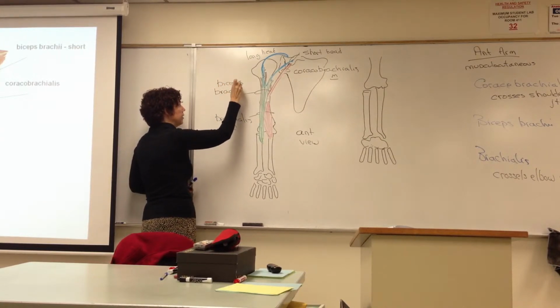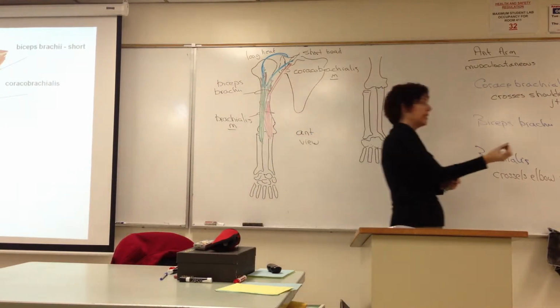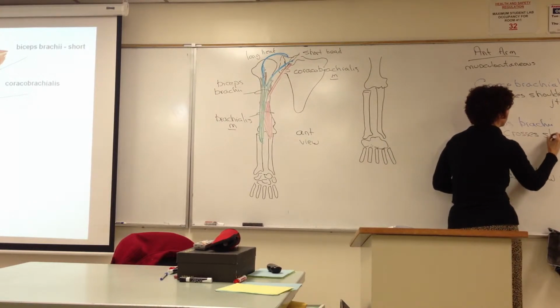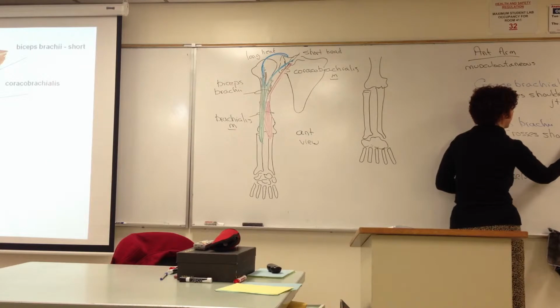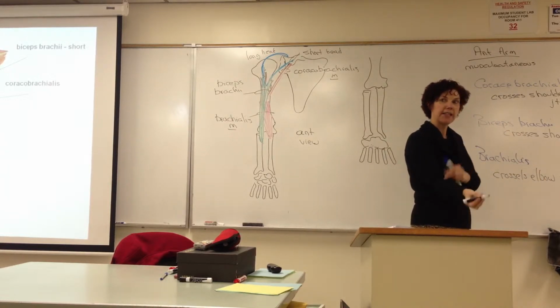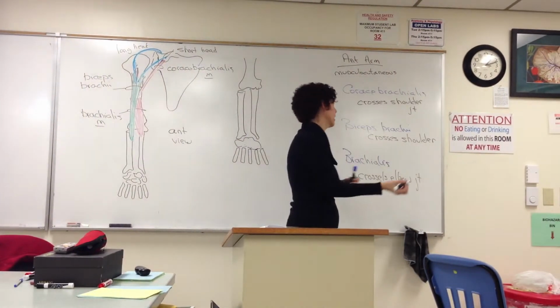So when you look at its movement, because it crosses the shoulder joint, it's going to do flexion and adduction of the humerus. Because it crosses the elbow joint, it's going to do flexion of the elbow. But because it inserts on the radius, it's going to do supination. So its strongest function is in supination.